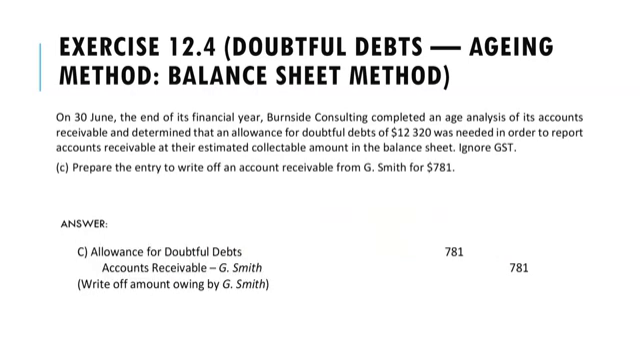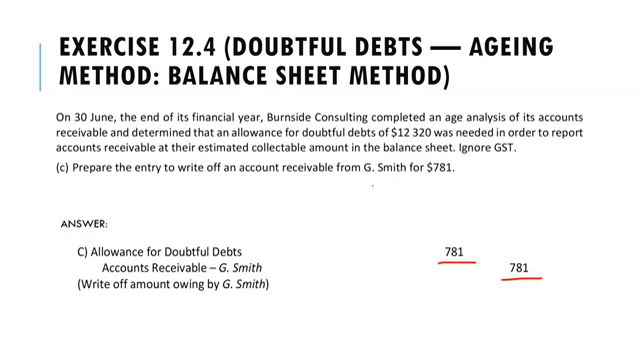Okay, and C, prepare the journal entry to write off an account receivable for Smith, 781. How to write off Smith 781 is similar to what we did before. We're going to debit our allowance for doubtful debt by 781, and credit account receivable, reducing our account receivable by 781. So this is how we're going to do that.